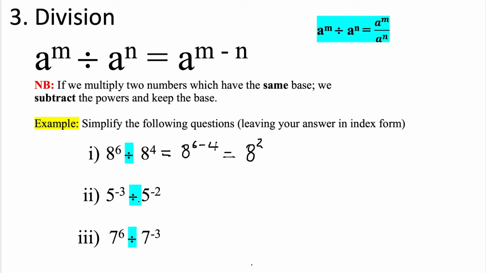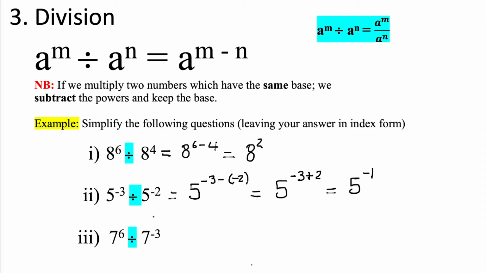Now we follow the same concept for the second example, where we have 5 raised to the power of negative 3 divided by 5 raised to the power of negative 2. So we keep the base and we subtract the powers. So we're going to have negative 3 minus, open bracket, negative 2. That gives 5 raised to the power of negative 3 plus 2. So our final answer here is 5 raised to the power of negative 1.